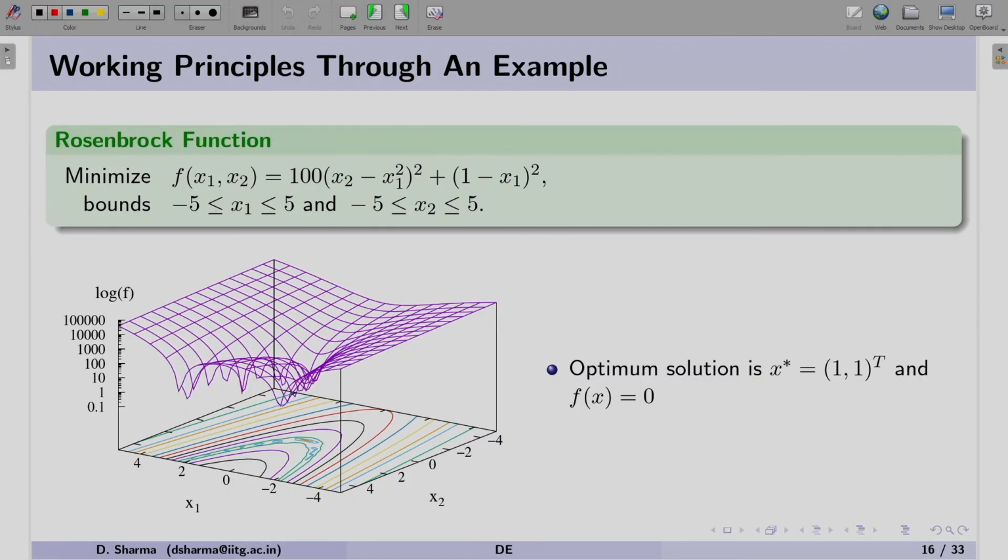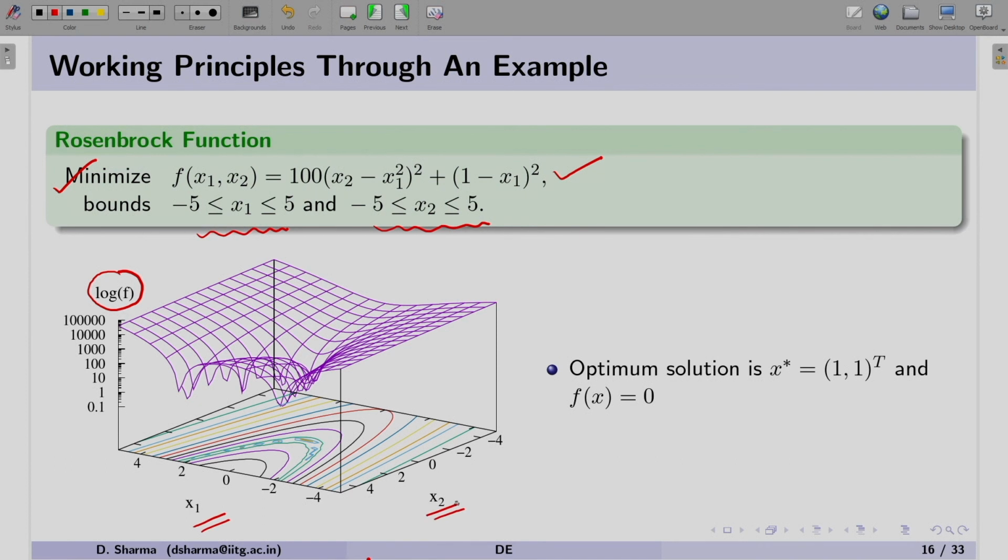Now, let us understand the working principle of differential evolution. So, we have taken an example of the Rosenbrock function. We can see on the top that we want to minimize the function, and the two-variable Rosenbrock function is given here, and the variable bound for the Rosenbrock function is considered as between -5 to +5 for both the variables. Now, in the figure on the left-hand side, we have drawn the third axis as a logarithm of the function. You can see the x1 and x2 plane at the bottom.